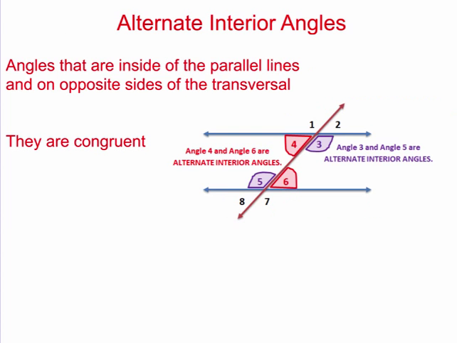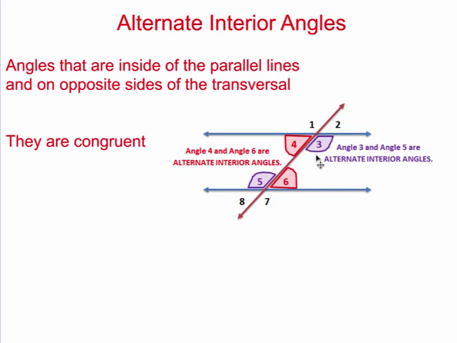There are also alternate interior angles. The alternate interior angles are also on opposite sides of the transversal, but they are inside of the parallel lines. So angles 4 and 6, you can see, are on opposite sides of the transversal, and they're inside. So are angles 5 and 3. And these angles are also congruent. So whatever the measure of angle 4 is, that's also the measure of angle 6. Whatever the measure of angle 5 is, that's also the measure of angle 3.